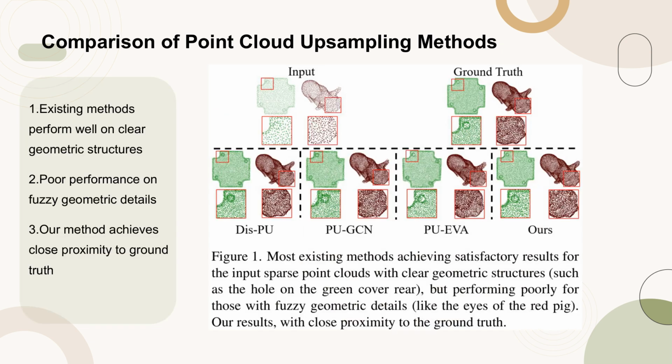Figure 1 compares the performance of various point cloud upsampling methods. It highlights that while existing methods achieve satisfactory results for sparse point clouds with clear geometric structures, they struggle with those containing fuzzy details. In contrast, our method demonstrates close proximity to the ground truth, indicating superior performance in handling both clear and fuzzy geometric details.